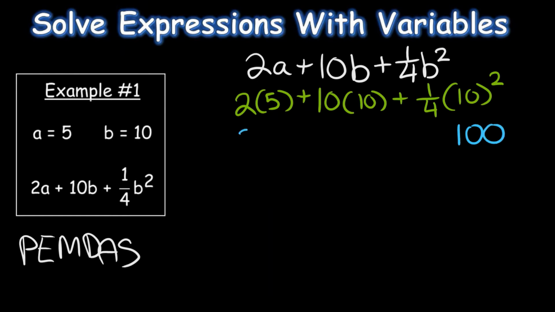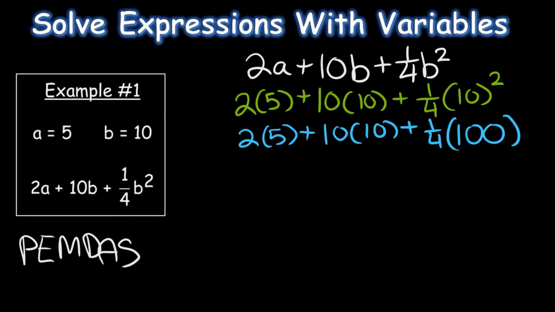And the rest of the equation we write out and leave the same so that we know which step we have to figure out and solve next in the order of operations. So now this is what our expression looks like. We have 2 times 5 plus 10 times 10 plus 1/4 times 100. And we have to simplify this even further, so the next up in our order of operations we have multiplication.